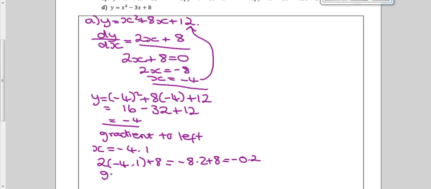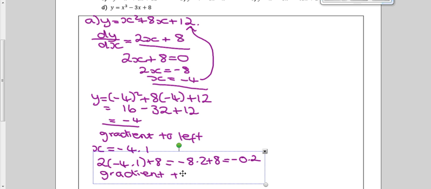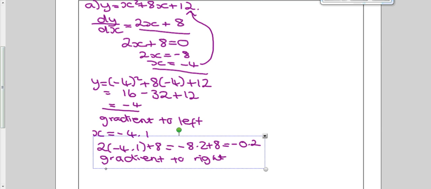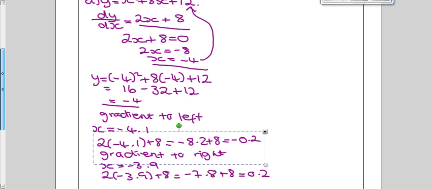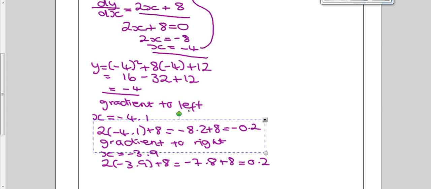And now we need to test the gradient on the other side. So the gradient to the right, that means that we'll be substituting in the x value, x equals minus 3.9. So again, that will be 2 lots of minus 3.9 plus 8, which gives us minus 7.8 plus 8, which gives us 0.2.